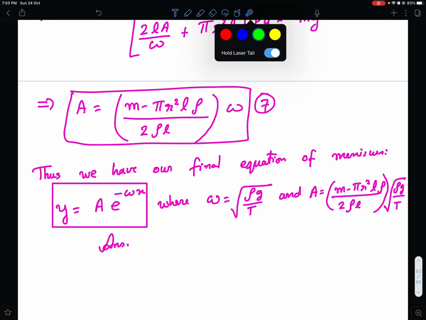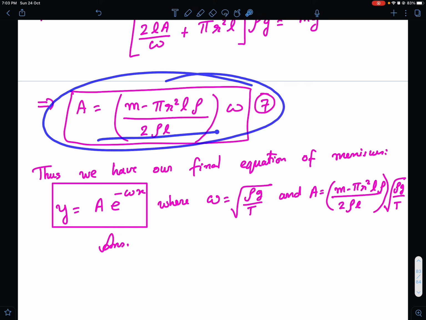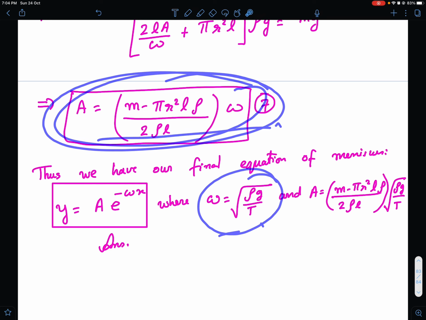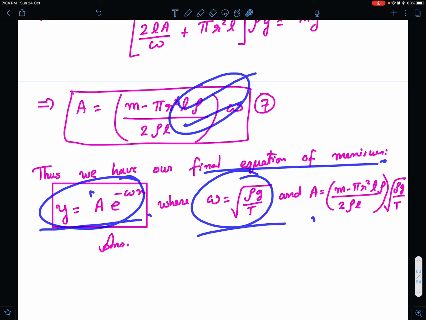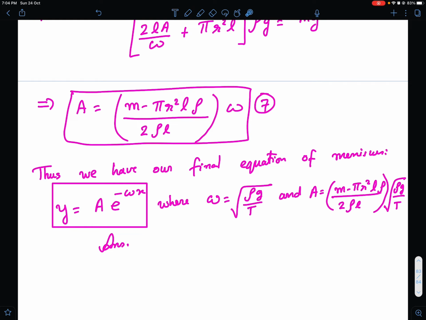So thus we have the final equation of the meniscus, and I don't want to create a mess, because A itself is looking a bit messy, so I'll leave A as it is, and omega is root of rho g by T. So I've written, thus we have our final equation of the meniscus as y is equal to a e to the power minus omega x, where A is this and omega is this. Okay, so I hope you liked this problem on surface tension, and this was a bit different from most of the problems that you see generally.